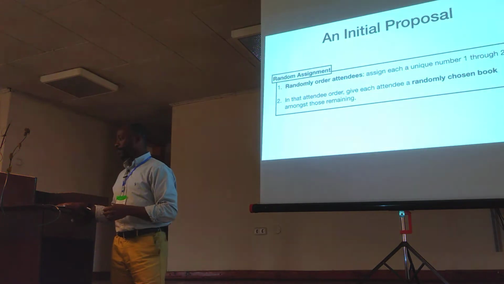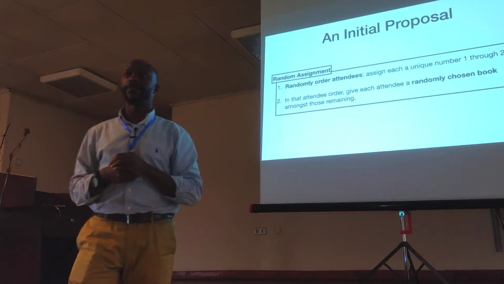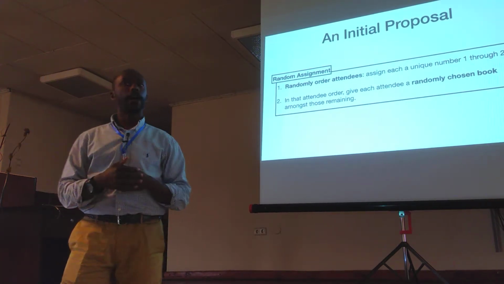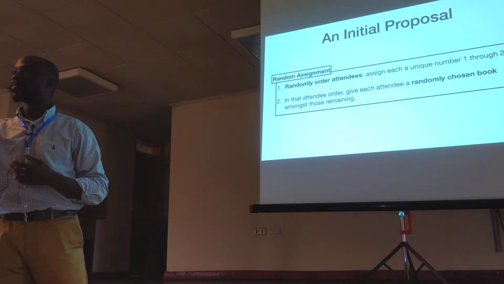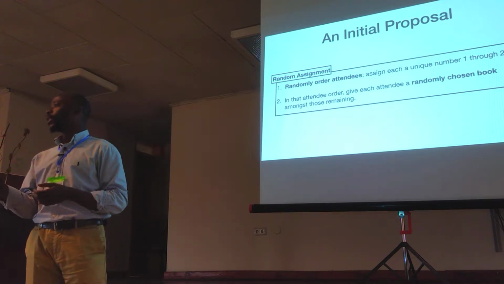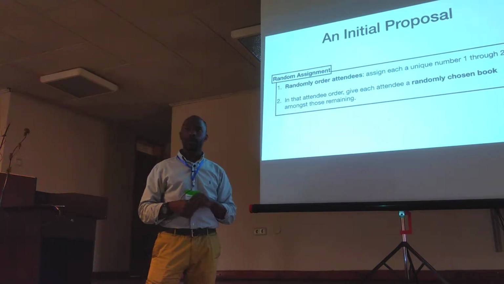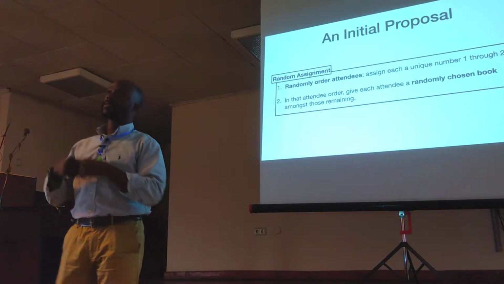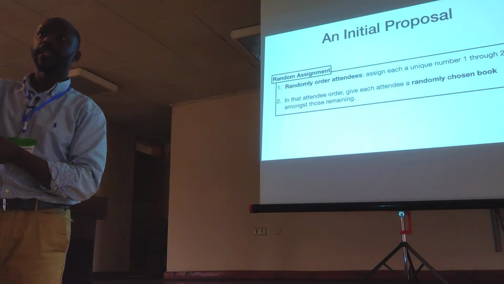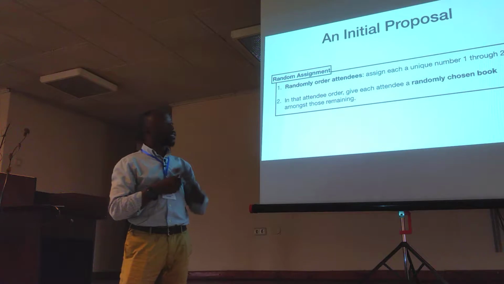Okay, let's dive in. An initial proposal is suggested already. We randomly select attendees and assign them a number from 1 to however many. How many are we here? Maybe about 50. We randomly assign a number to each participant, and then we randomly give a book amongst those that are remaining. That means that we would have the books in a bag blindly, and we would randomly give the assigned random number to each one. Does this make sense to you?